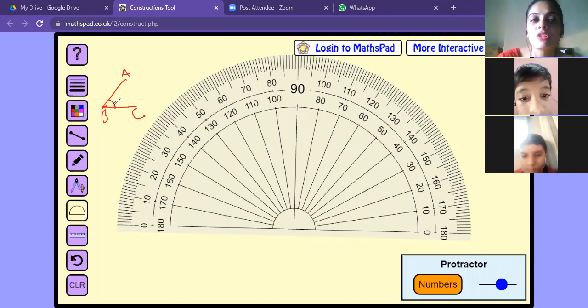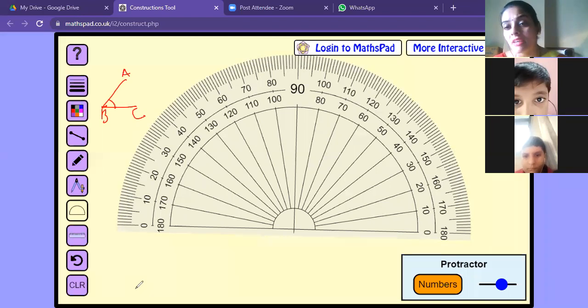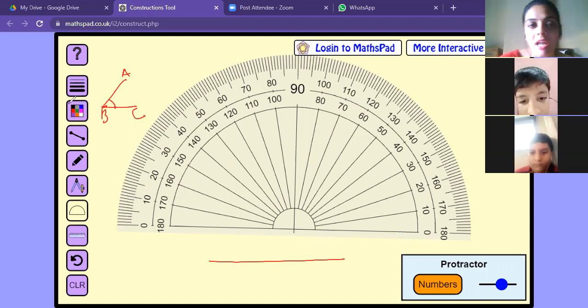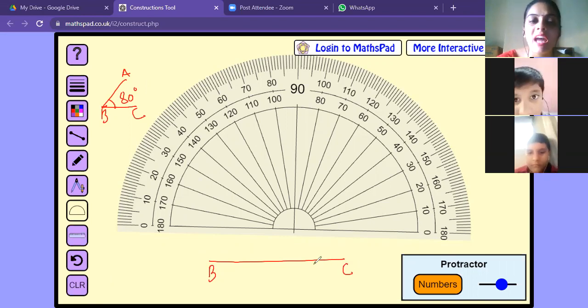And this measurement is what? Now can you tell me, this is the protractor which is used to measure angles, right? If this angle is already given, what do you have to do? You have to place this protractor on a line, right? This is my line, BC. I want to draw an angle of 80 degrees. Can you see it properly, both of you?